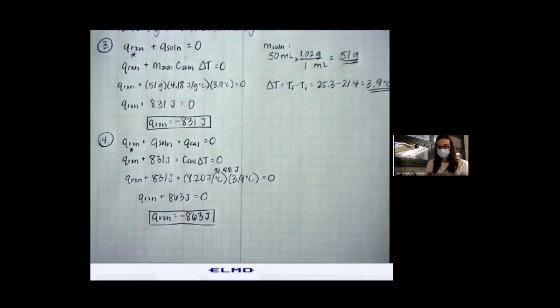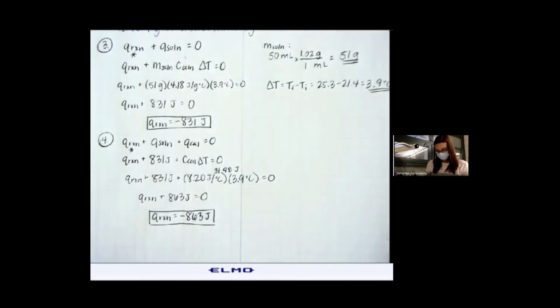So number 4 is actually more like what the example was yesterday that we looked at. In yesterday's example, we had reaction, solution, and calorimeter. So if the calorimeter does actually absorb some heat, the reaction will release 863 joules. Okay, so then we have one more question, so I'll be able to fit it right down at the bottom.